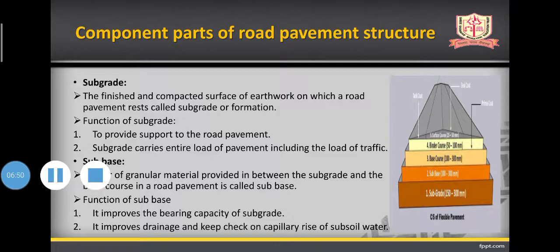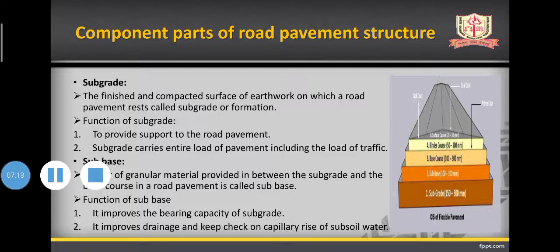The finished and compacted surface of the earthwork on which the road pavement rests is called a subgrade or a formation. It means that this layer is made up of earthwork. Earthwork means the ordinary soil which is present on the site. What we are doing is leveling it to our required design.